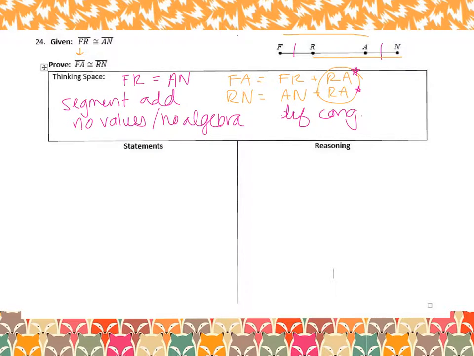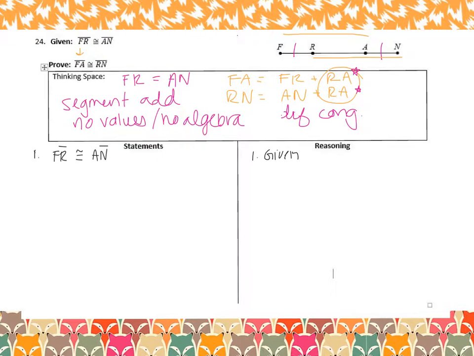All right, our first statement. If you looked at this and you were like, I don't even know where to start, that's not true, because we always start with our given statement. So I'm going to write segment FR is congruent to segment AN. Why? Because it's given. That's at least a point right there. That's part of our proof.